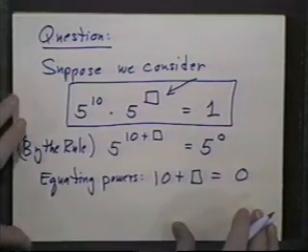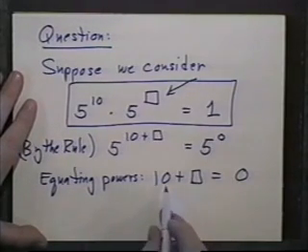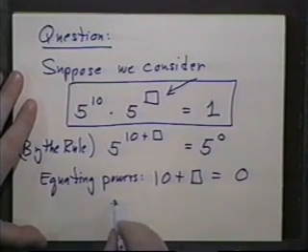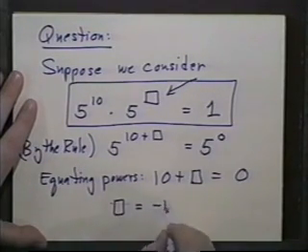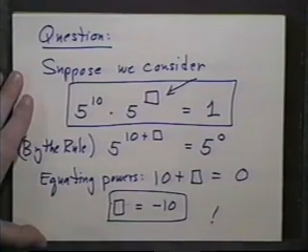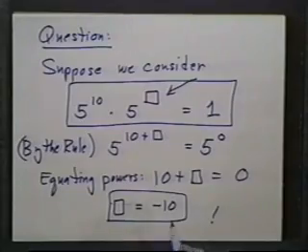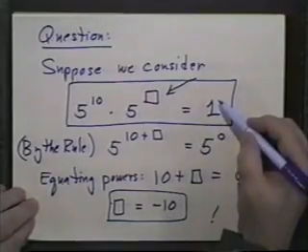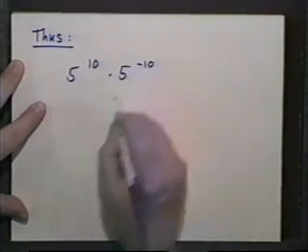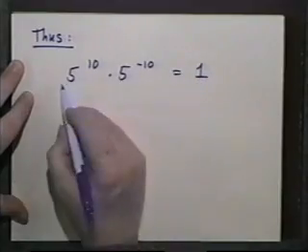Well, that's an easy equation. Let's solve for box. Subtract 10 from both sides of it. So that ends up moving the 10 over, and I'll move it over here. We end up with box equals minus 10. Now I'm getting an idea here. So what does this mean if box is minus 10? Let me rewrite what I have up here with the box filled in. Thus, I have that 5 to the 10th times 5 to the minus 10th equals 1.